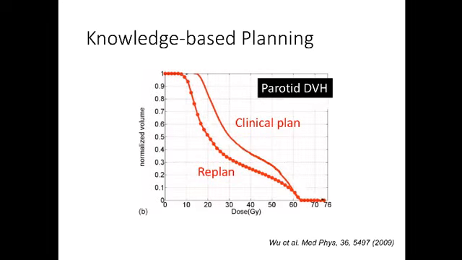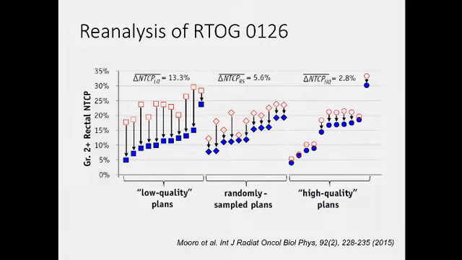So there are metrics that have been developed that can describe and quantify the achievable plan quality. Here's an example of the application of this. There's a clinical plan shown in the solid, and then it's been replanned, and they've achieved more sparing in the parotid gland. They've done that for many patients, and they show the effect over the population.